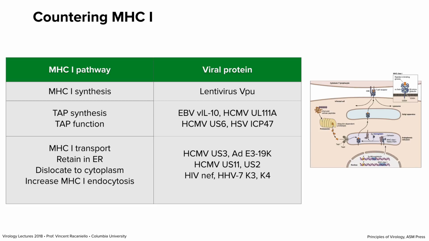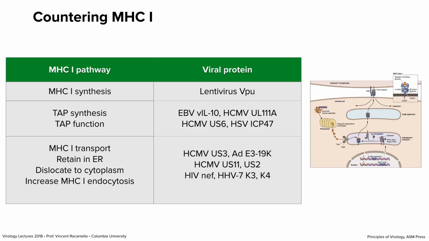Blocking of transport of MHC1. Sometimes the viral protein causes the MHC to be retained in the ER and not go to the surface. That's a perfect strategy, because if it's not on the surface, the T cell cannot tell that you're infected. It can dislocate it, send it to the cytoplasm where it's not supposed to be, or actually take it into the cell once it's up on the surface by endocytosis. So all of these strategies make the infected cell invisible to the CTL. So they can't be cleared, and this is one of the reasons why these viruses cause persistent infections.